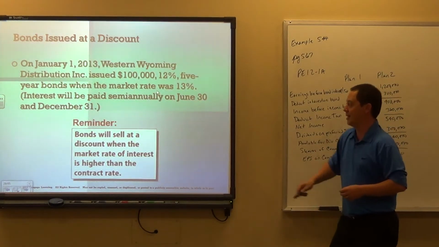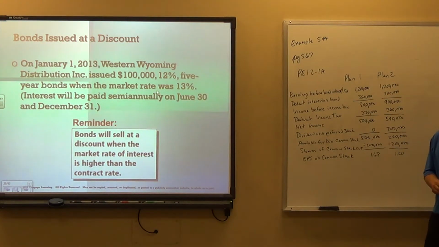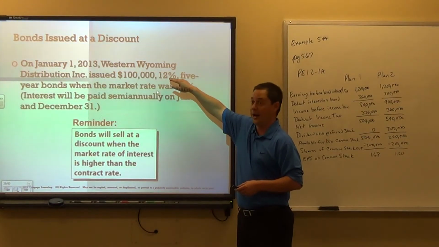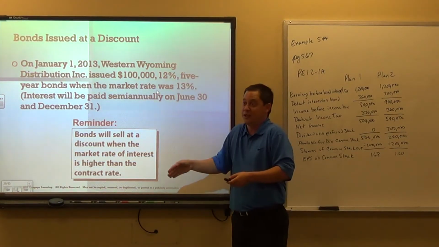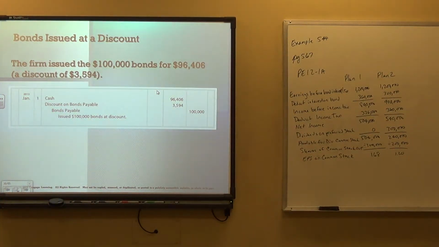So the bond will sell at a discount when the market rate of interest is higher than the contract rate. Remember that. So because I'm not going to pay them as much, to get somebody to buy mine I've got to offer a little discount for that. So that's what we're going to do here. We're going to give them a little discount. So we have cash, the discount, and then this is the bonds payable here.